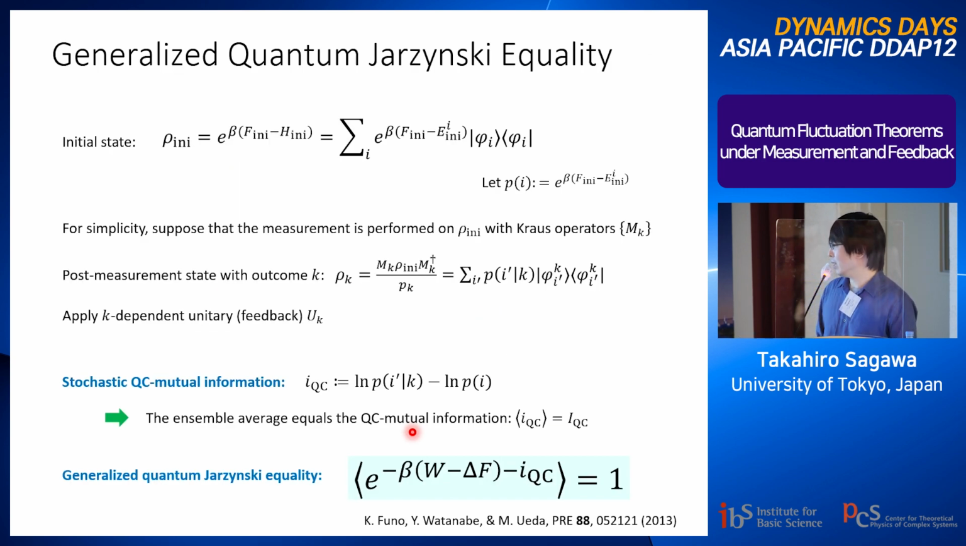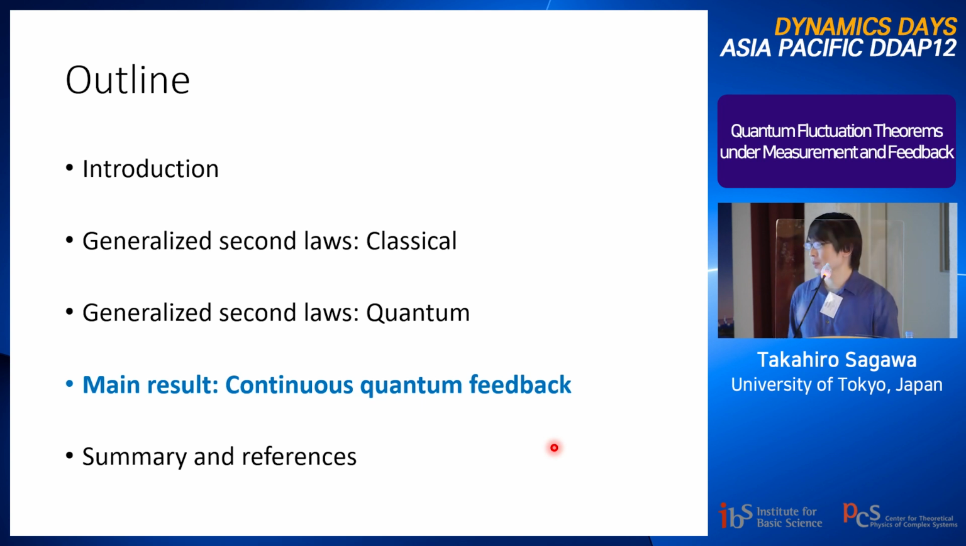Okay, so then we also have the generalized Jarzynski equality by introducing the stochastic QC mutual information. This is very involved, so I will skip the details. But we have essentially the same structure as in the classical case, but we need to replace the stochastic mutual information term with the stochastic QC mutual information term here. Okay, so these are the review parts of previous key results. So then I'd like to go to our main latest result about the continuous quantum feedback control.